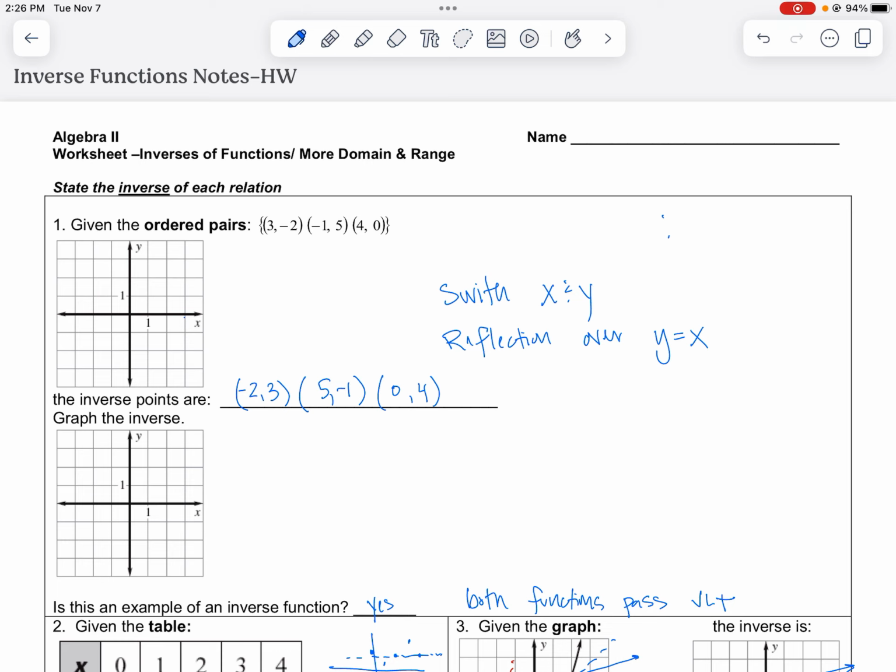It's hard to see the reflection over the line y equals x with a set of ordered pairs, but we can plot the points nonetheless and take a look. -1, 5, and 4, 0, and then -2, 3, over 5 up 1, and over 0 up 4. Again, not much really to see visually, but in concept, we're taking a reflection over the line y equals x when we find the inverse, and we are switching the x and y values.